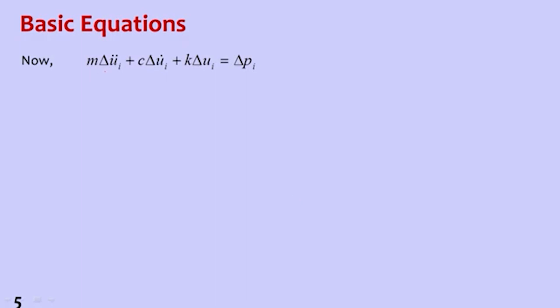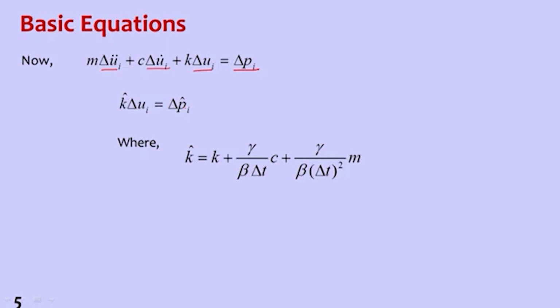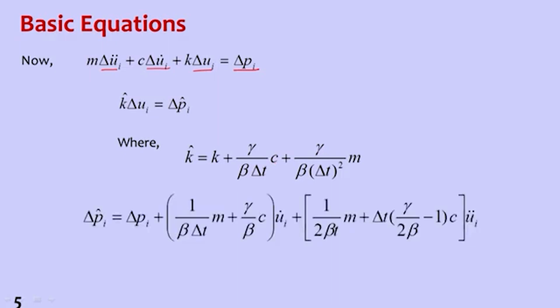We are rewriting that equation in terms of incremental acceleration, incremental velocity and incremental displacement equal to incremental force. Converting this equation into this form, k cap delta u i is equal to delta p i cap, where k cap is k plus gamma by beta delta t into c plus 1 by beta delta t square into m, and then delta p i cap is given in this form.